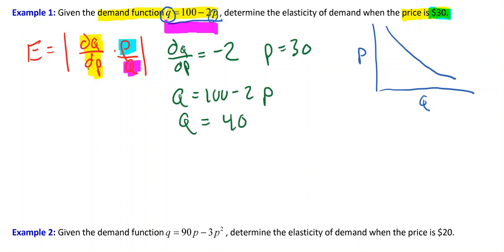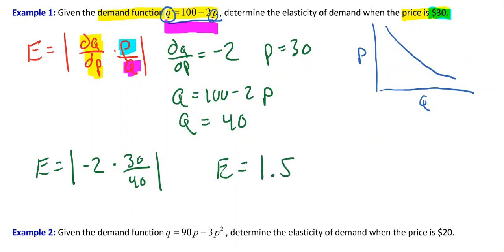So now it's just a matter of plugging it all into our elasticity formula. dq/dp is -2 times p over q. And when you simplify that, and taking the absolute value of this, we end up with elasticity being equal to 1.5. And that is our answer.